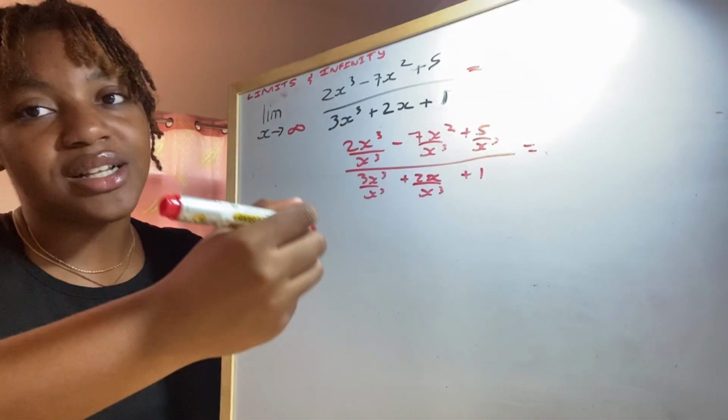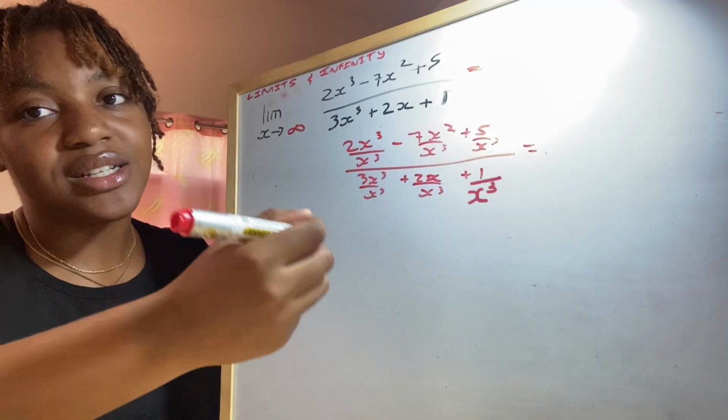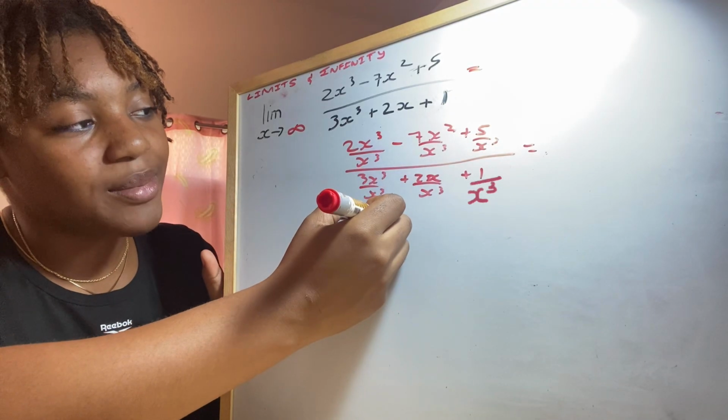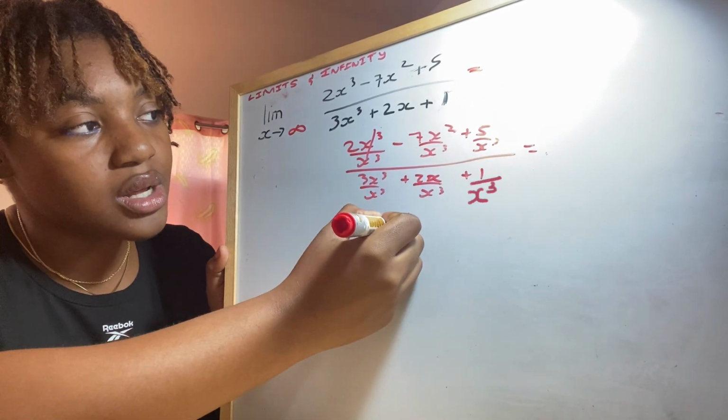And from here we can see the plus 1 should be 1 over x cubed. So my bad, guys, carry on. We can simplify. So we have 2x cubed divided by x cubed. The x cubed would cancel out each other, leaving us with 2.